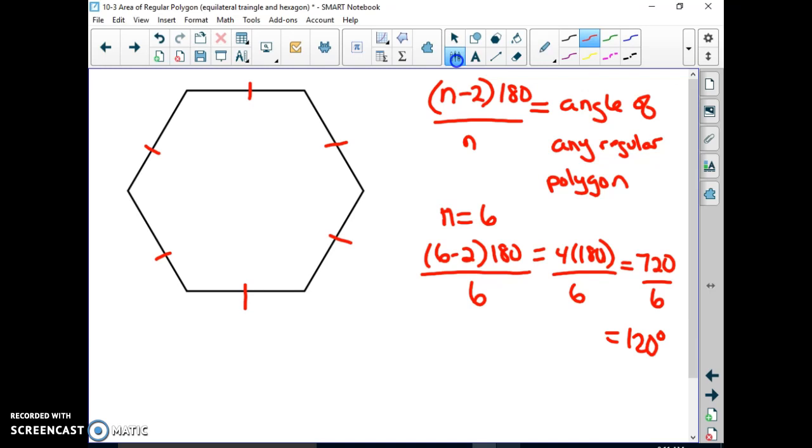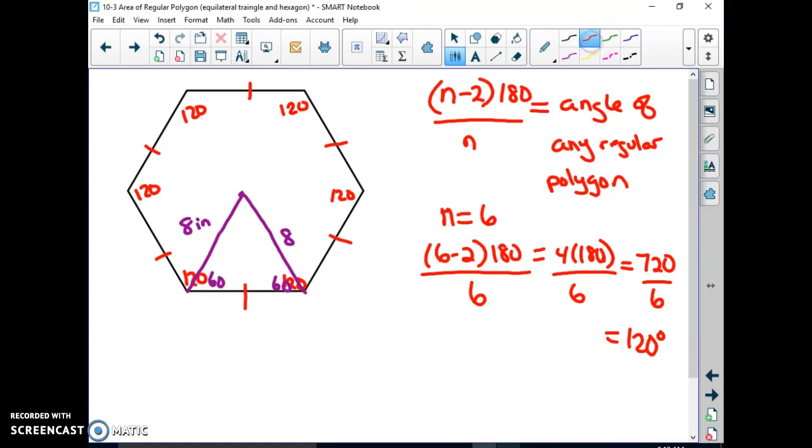So each one of these angles is 120 degrees. Now, I'm going to give you the radius of this regular hexagon. The radius of this regular hexagon, let's say, is 8 inches. Now, when you draw on those radii, and I'm going to draw on one over here also, what happens is this bisects these angles. So this angle now is cut in half, and this makes 60 degrees here and 60 degrees here. I'm also going to draw in my apothem.